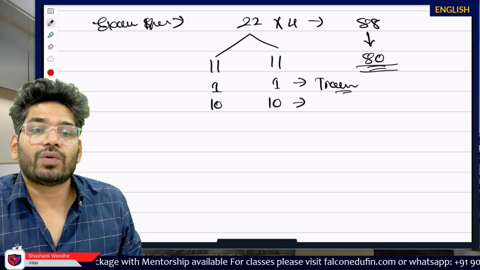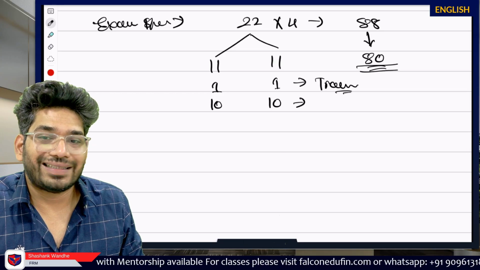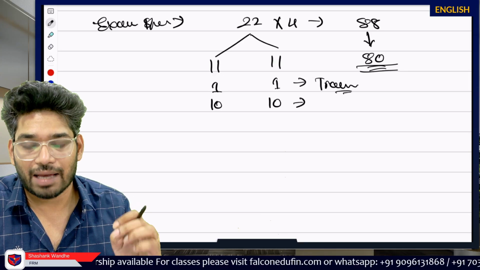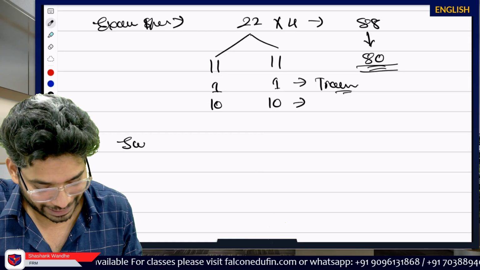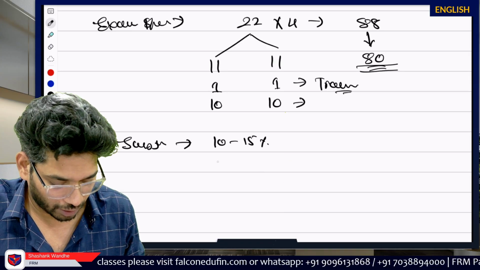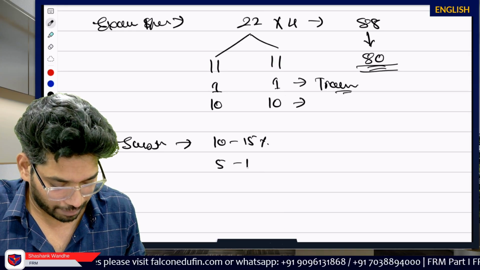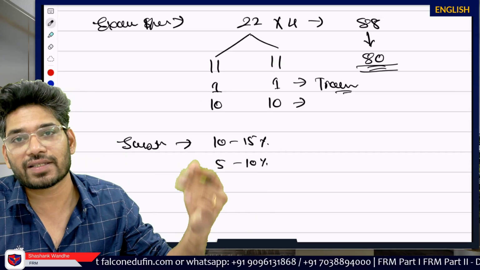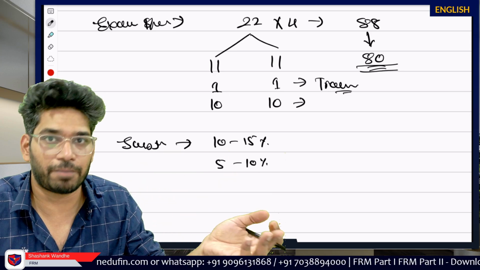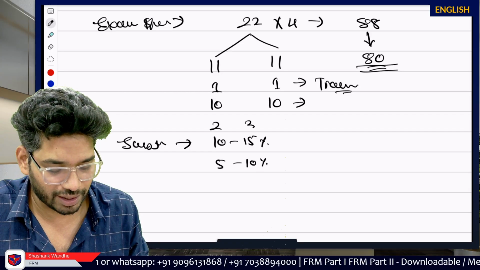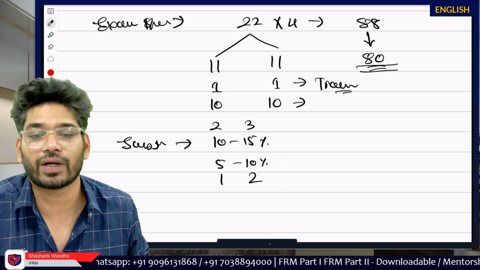Now what you need to understand about this exam structure is that we have subject-wise ranges defined, like 10 to 15% or 5 to 10%. For corporate issuers and economics, we have a 5 to 10% range. Then for FSA, ethics, and so on, we have a 10 to 15% range. This simply means that 10% is 2 or 3 case studies, while 5% is 1 or 2 case studies.